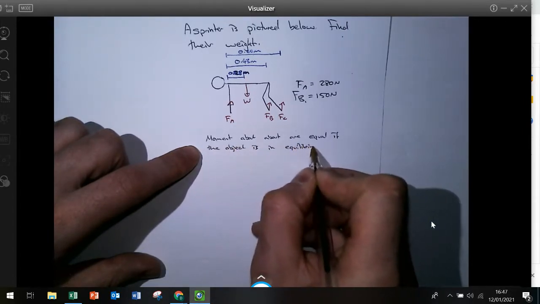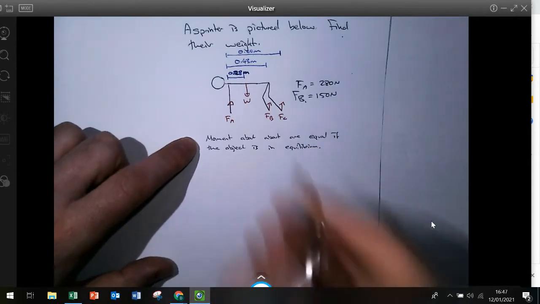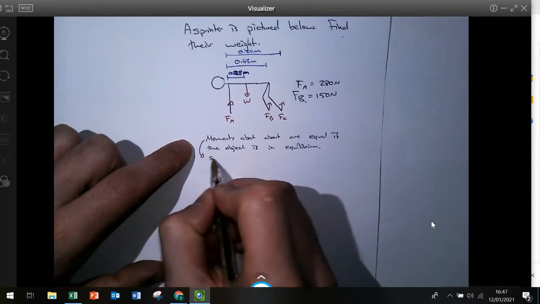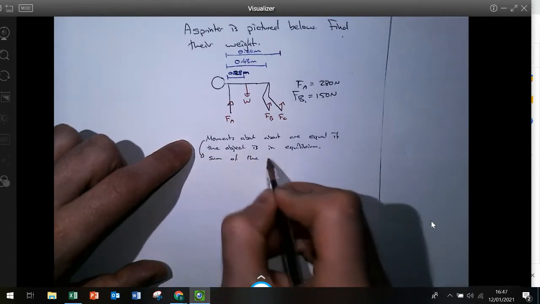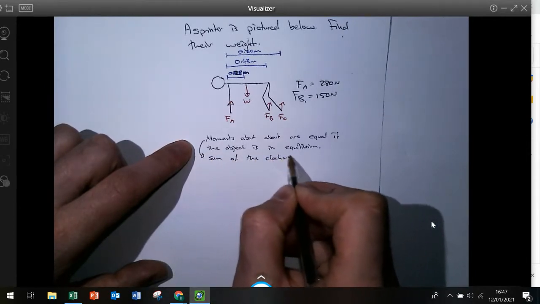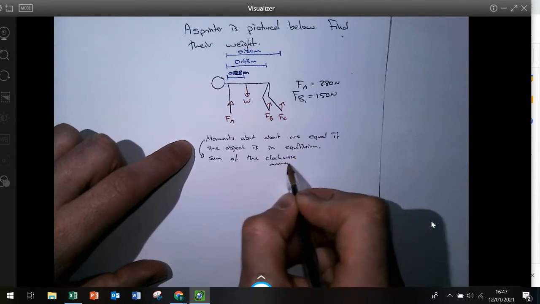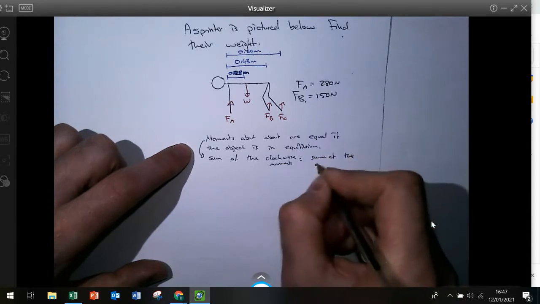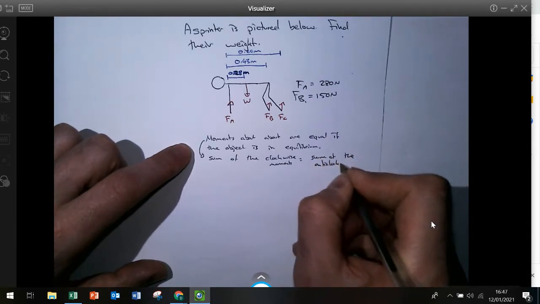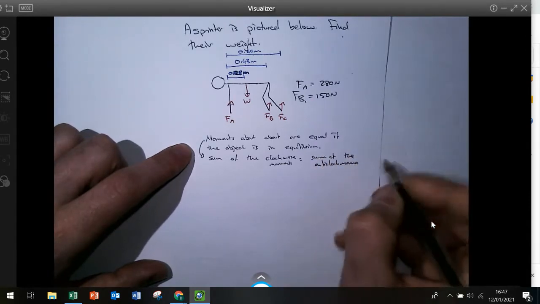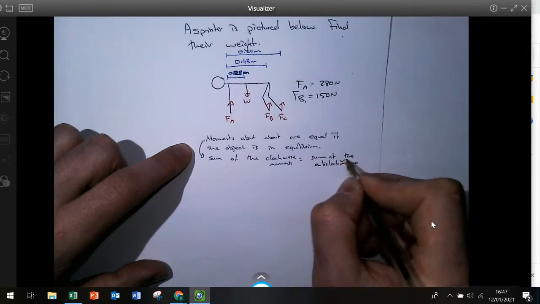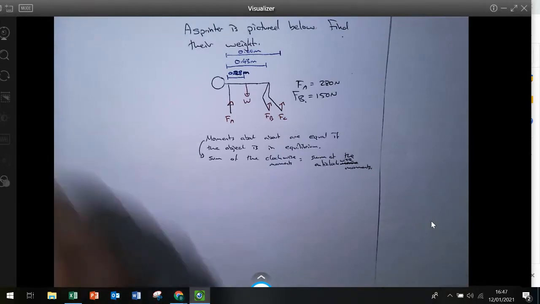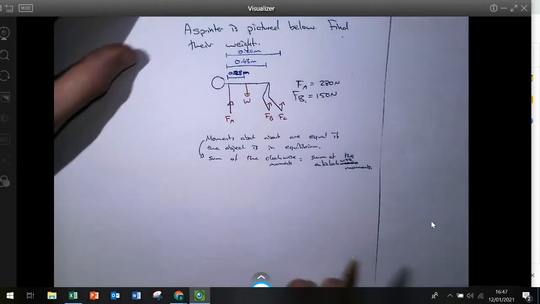Now, that is not fully the principle of moments. What we really mean is the sum of the clockwise moments equals the sum of the anti-clockwise moments. So if we pick our pivot point carefully, we can solve this.